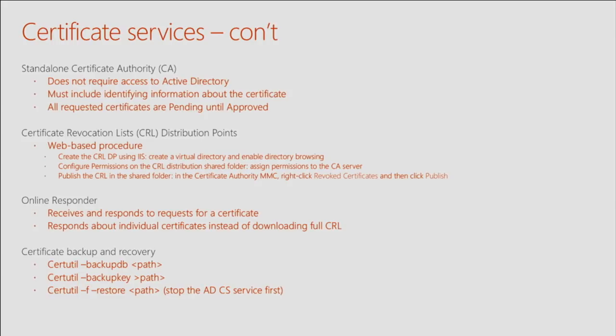You're basically using your certificate authority to create a location by which you can validate whether that certificate is valid or not. And then as well, just know what you can do to back up your certificates. So we talk about Certutil, backup database, backup the key, and then the restore process if you need to restore it to a different server. For example, if you're going from a Server 2012 server to a Server 2016, you might want to back up that information and restore it to a Server 2016 server.